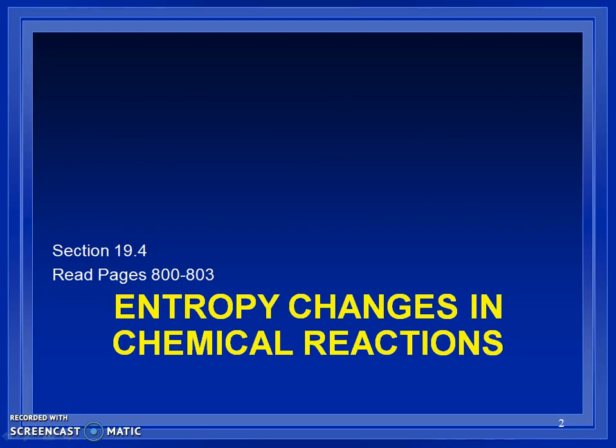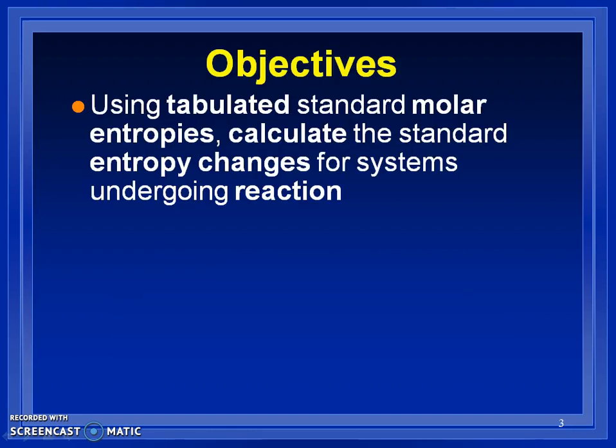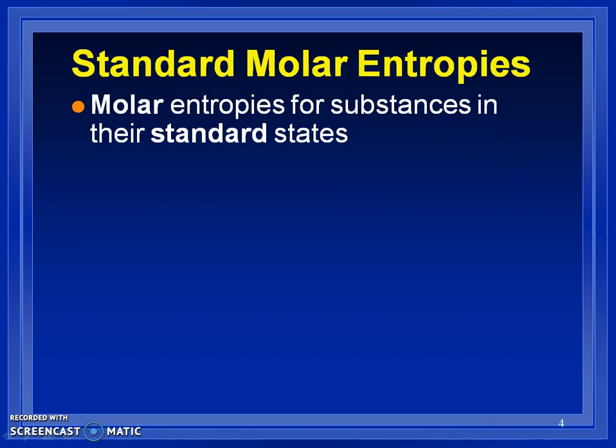This is Mrs. O'Neill for AP Chemistry, Chapter 19, Section 4, Entropy Changes in Chemical Reactions. In this section, you're going to use a table of standard molar entropies to calculate the standard entropy change for the entire reaction. So pause, fill in the blanks, and then play to hear my words.